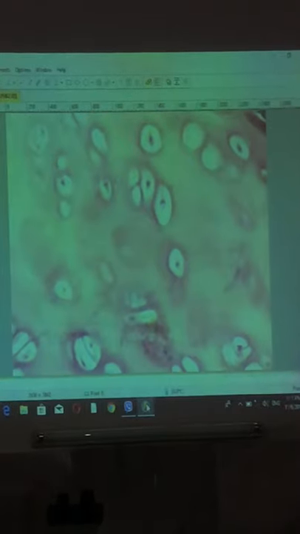The auricle of the ear, in the sternum, in the end of the rib, in the trachea. You said only trachea? The auricle of the ear. Okay. Sternum.